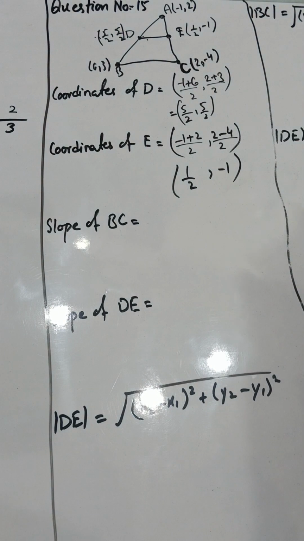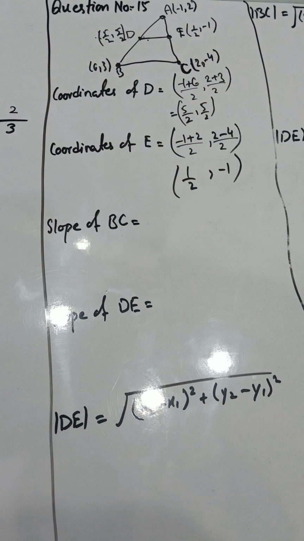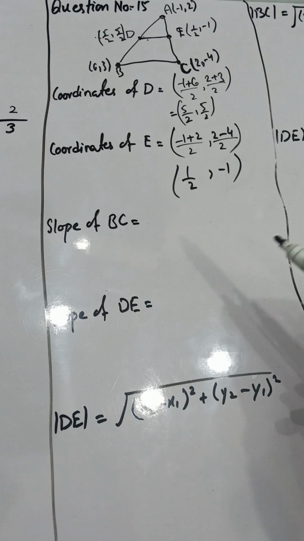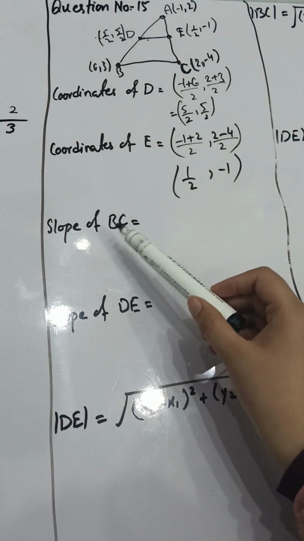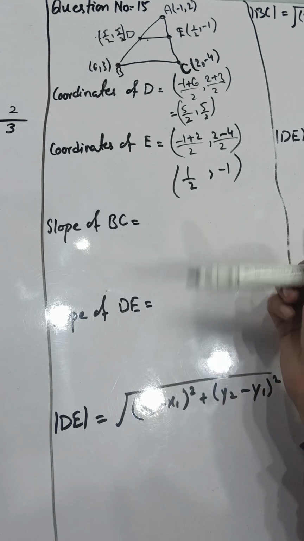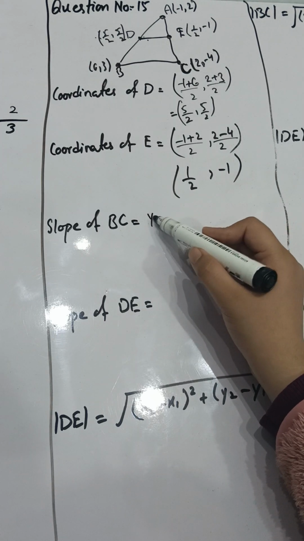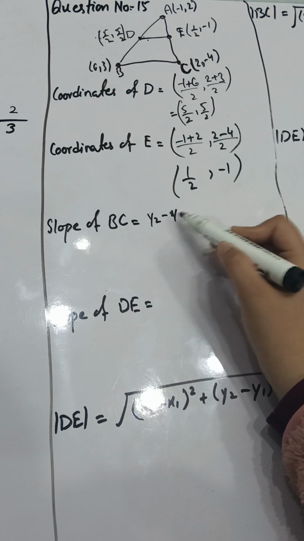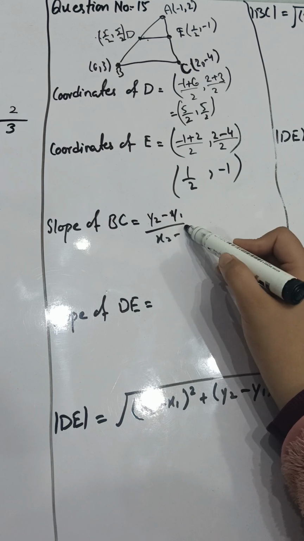Now we have found all of these points. Now we have to find out whether these lines are parallel or not. So this step is optional. If you want, then you do it, and if you don't want, then cut this point off. You know how to find the slope of BC, that you will write y2 minus y1 over x2 minus x1.